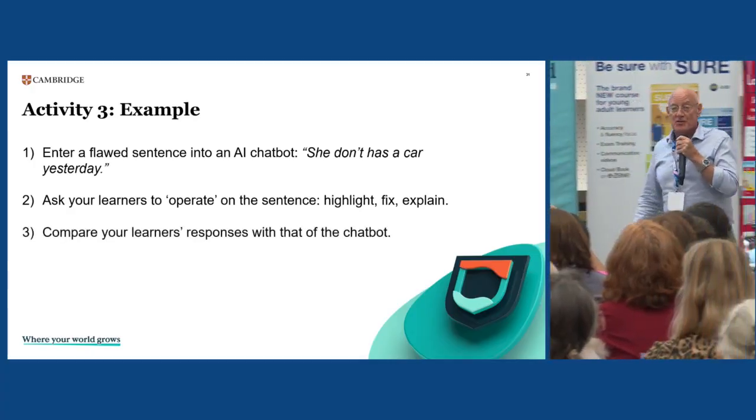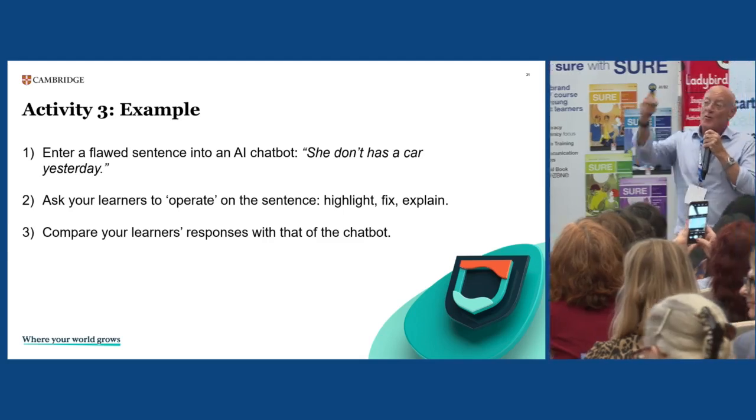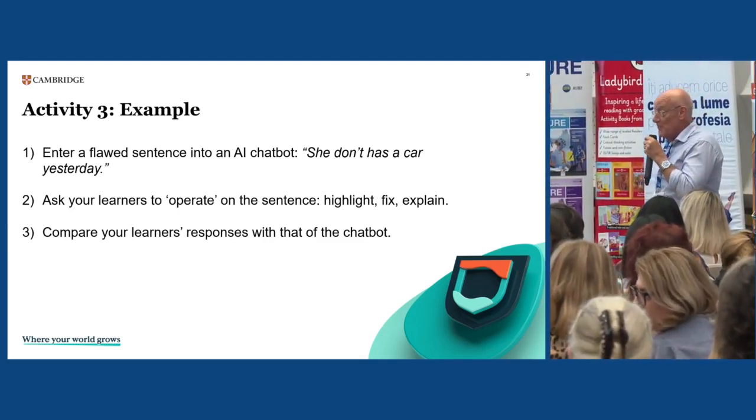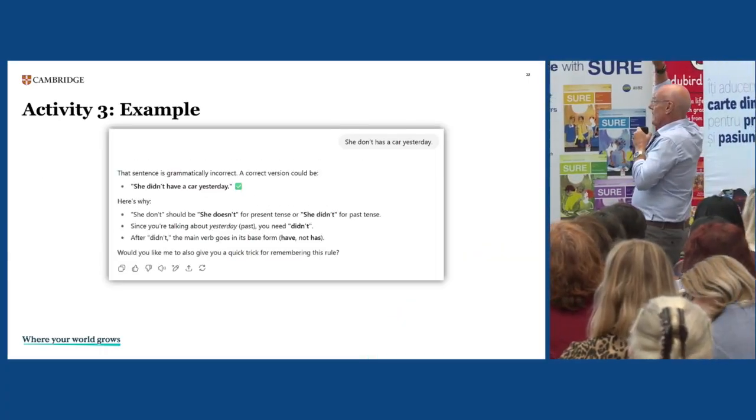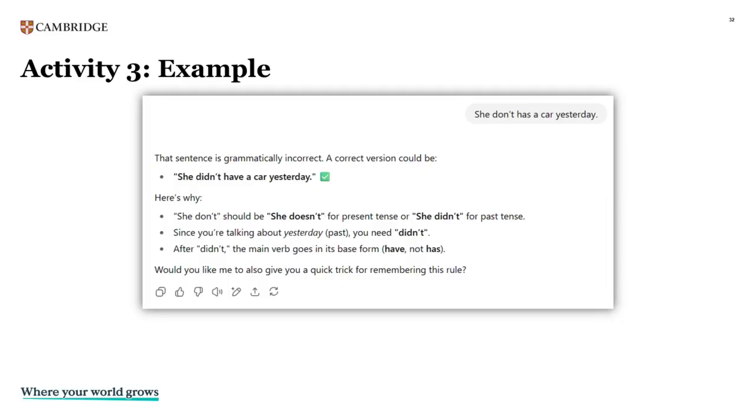Then the students can compare what they think with what ChatGPT tells them. So here's an example. Top right, she don't has a car yesterday. Here's the explanation from ChatGPT. The sentence is grammatically incorrect. A correct version could be, she didn't have a car yesterday. Here's why. So it's telling the student why. And then, would you like me also to give you a quick trick for remembering this rule? Yes, please. Yeah?